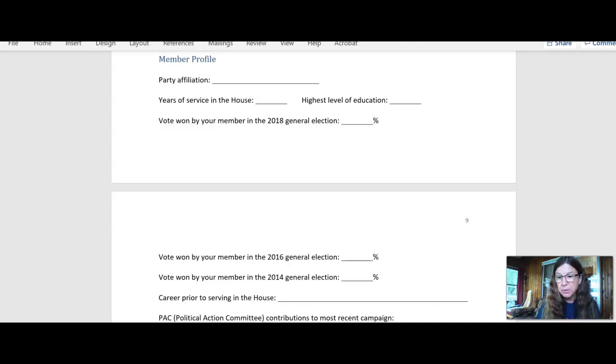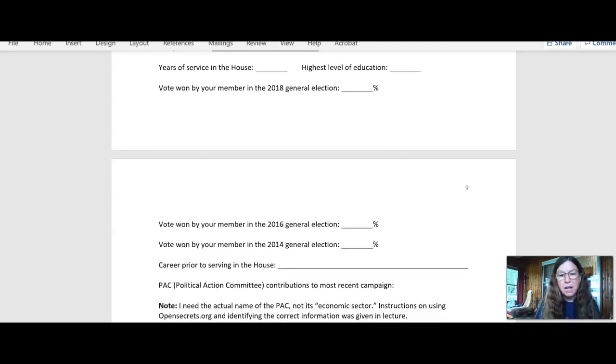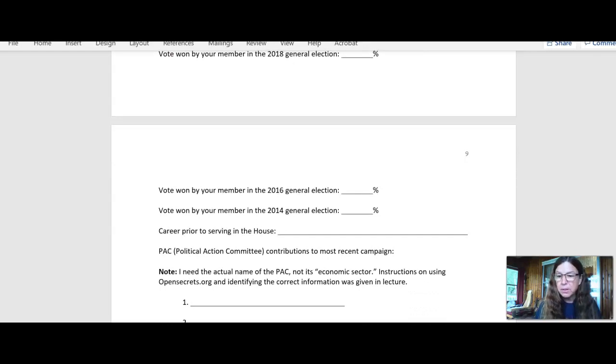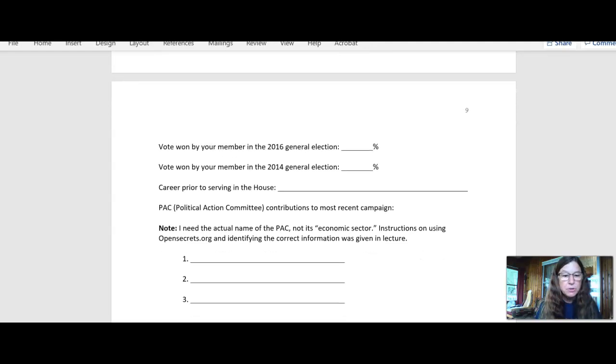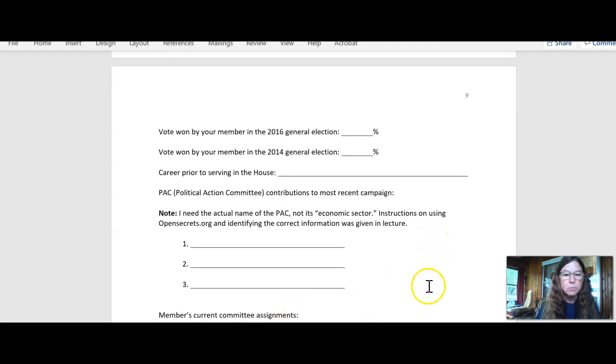All of you are representing people who have been in office for a number of years, so you should be able to find the information. A lot of it will be wiki, but there are other places, and when we get to the bottom of the worksheet, we'll talk about that. I'm interested in knowing what they did for a career prior to serving in the House. Were they lawyers? Were they teachers? Were they small business people, that kind of thing.